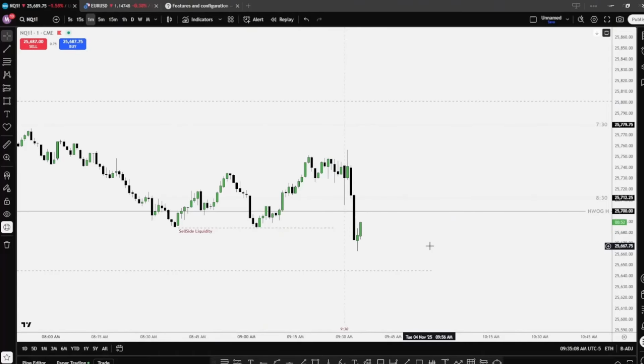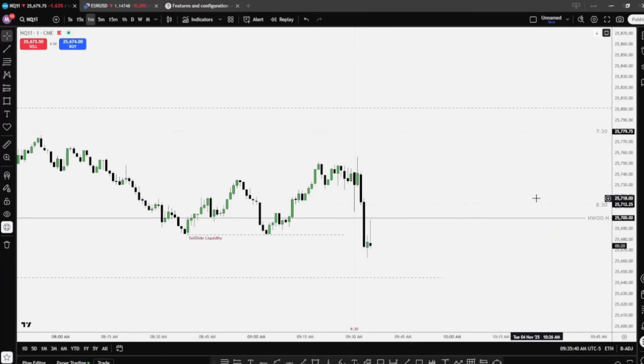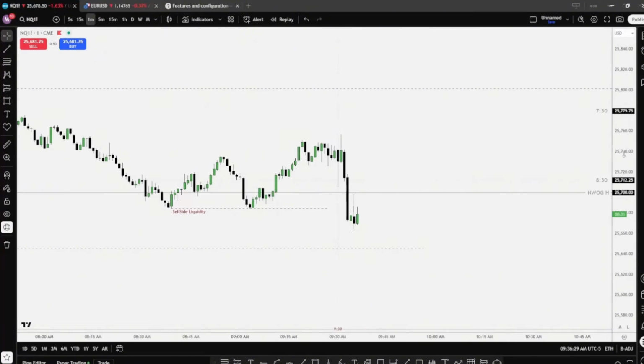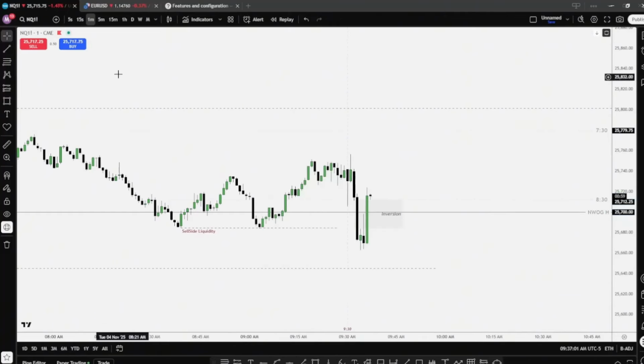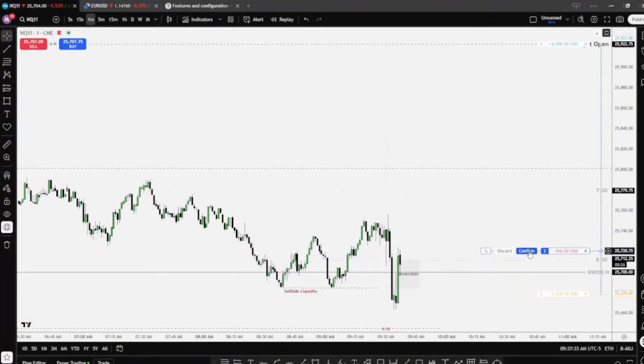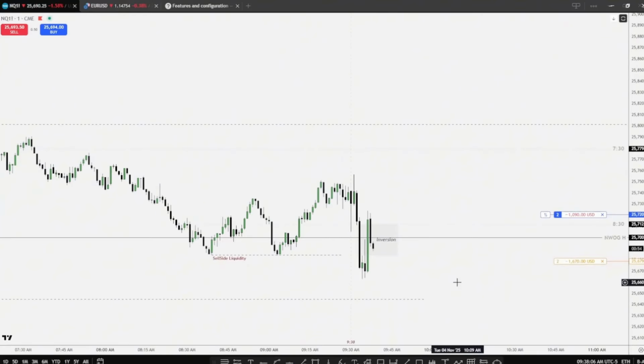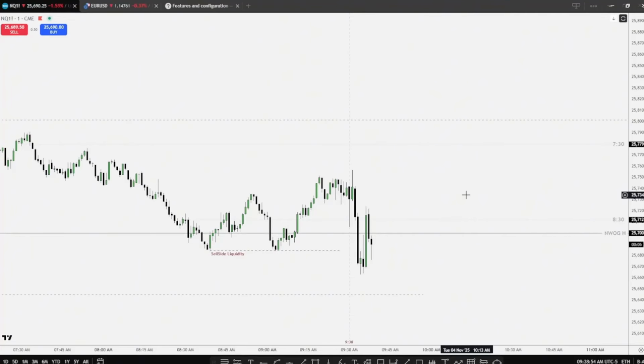So there's what I'm identifying as a Judas swing after 9:30, just like all the examples I showed. As you can see, we have that little liquidity pool above us at 25,800. Punched an order off the inversion fair value gap. Now, if I had my stop a little bit wider, this would have been a good trade. But as you can see, there's the first stop out.